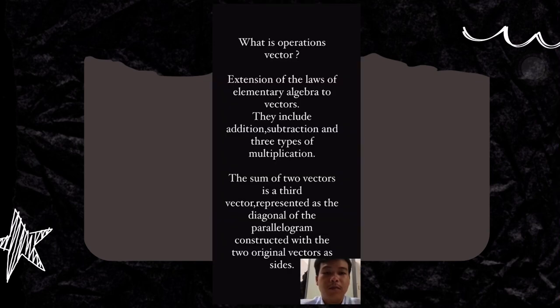What are vector operations? They are an extension of the laws of elementary algebra to vectors. They include addition, subtraction and three types of multiplication. The sum of two vectors is a third vector, represented as the diagonal of the parallelogram constructed with the two original vectors as sides.